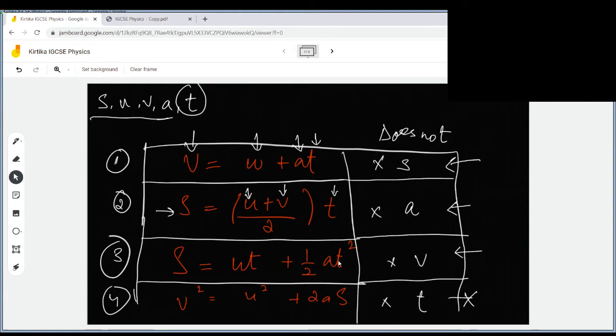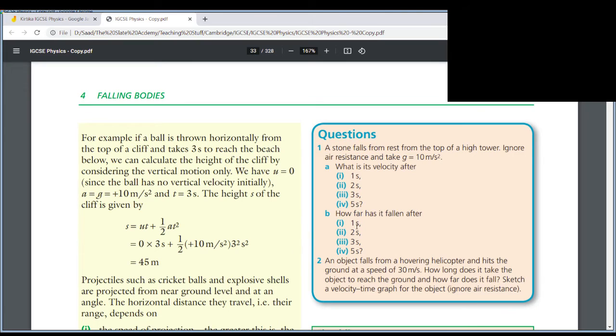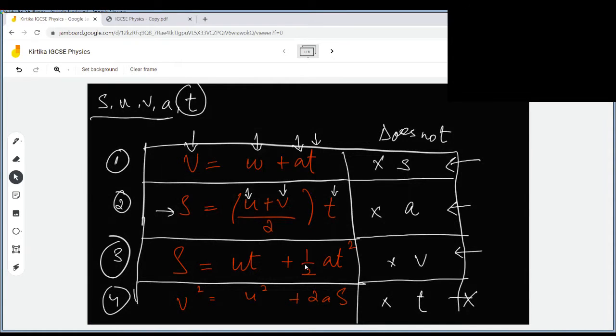A is fixed. So in your calculator, you write 0.5 into 9.81 into time squared, or you could write 1 by 2, whichever. Just keep on changing the value of time. 1 squared will be 1. So for the first one, the answer will be 9.81 into 1 squared into 0.5, so half of 9.81, 4.90.